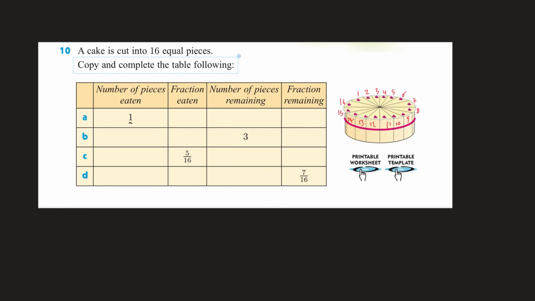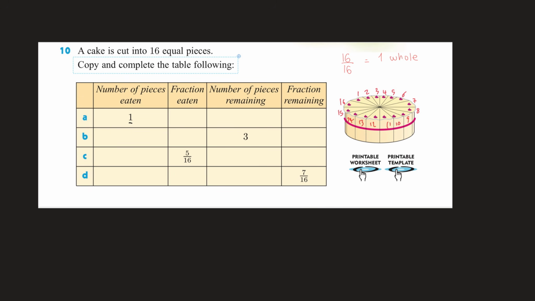Okay, so here we have a cake cut into 16 equal pieces. I've labeled the pieces here, and we're asked to copy and complete this table. Now, what's happening here? Well, first we see that one piece of the cake is eaten. So if we take out one piece, well, first of all, the full cake is 16 out of 16 pieces, which is a whole. That's the fraction that represents one whole.